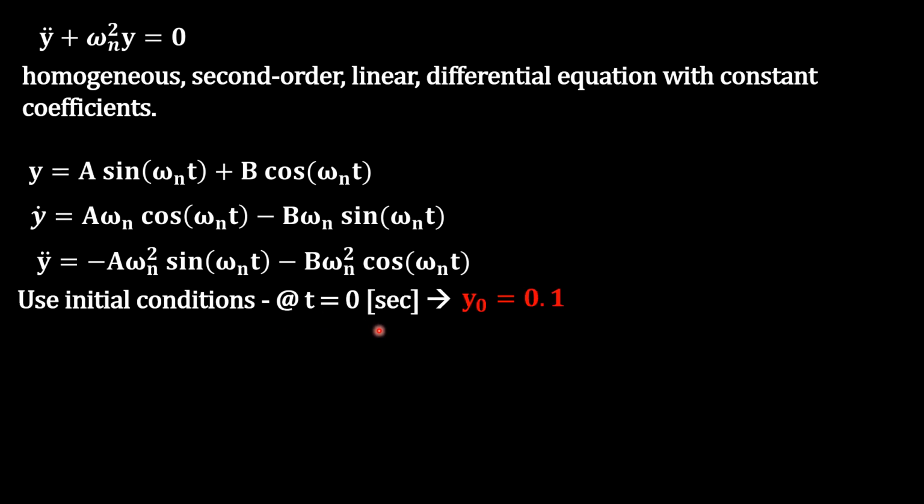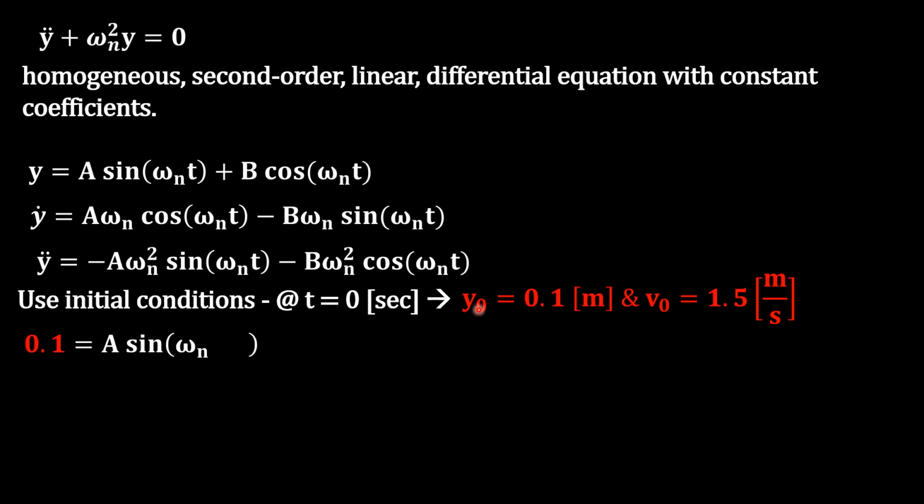So here, the position at 0 second is 0.1 meter, and the velocity at 0 second is 1.5 meter per second. So now what we will do is we will plug in these given values into these general solutions to find the equation, the differential equation that represents this problem.